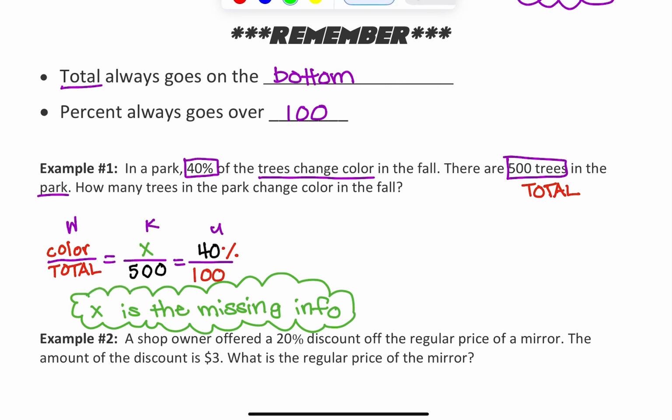So right now, I know by looking at this that I have X color, 500 total, which is equivalent to 40% over 100. So to solve for X, the first thing we're gonna do is we are going to circle corner to corner. We leave our X outside. So we circled the two numbers across from each other and we multiply those two. So we are going to do 500 times 40. Okay?